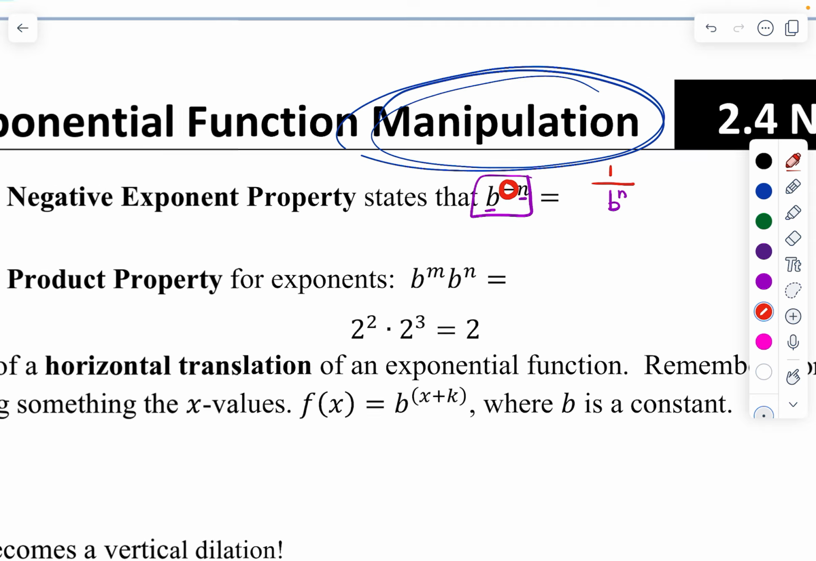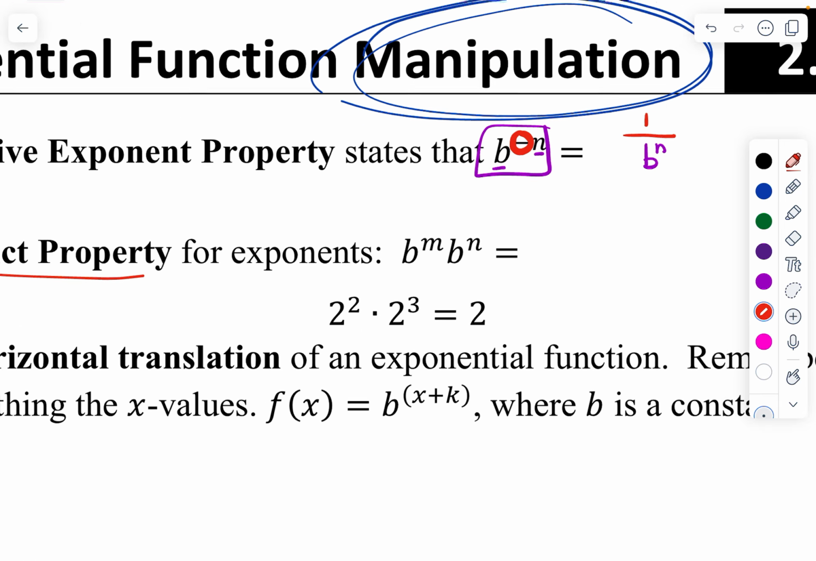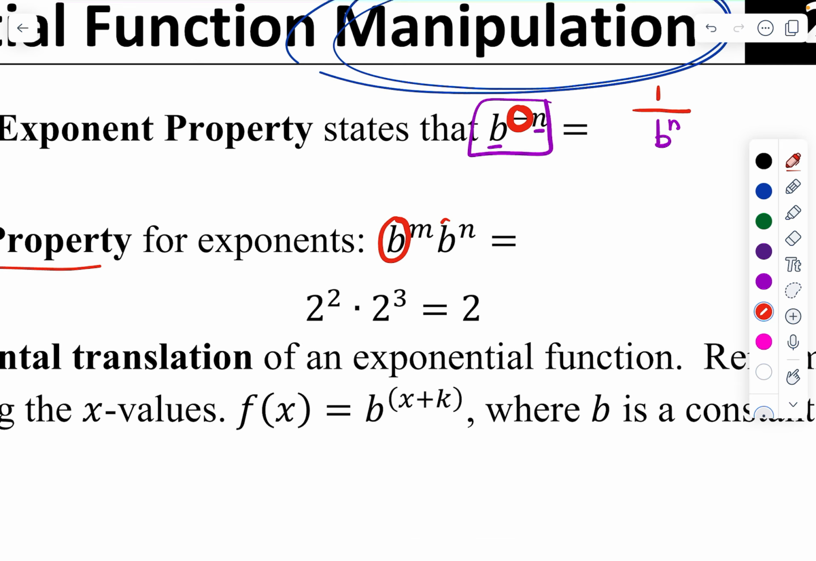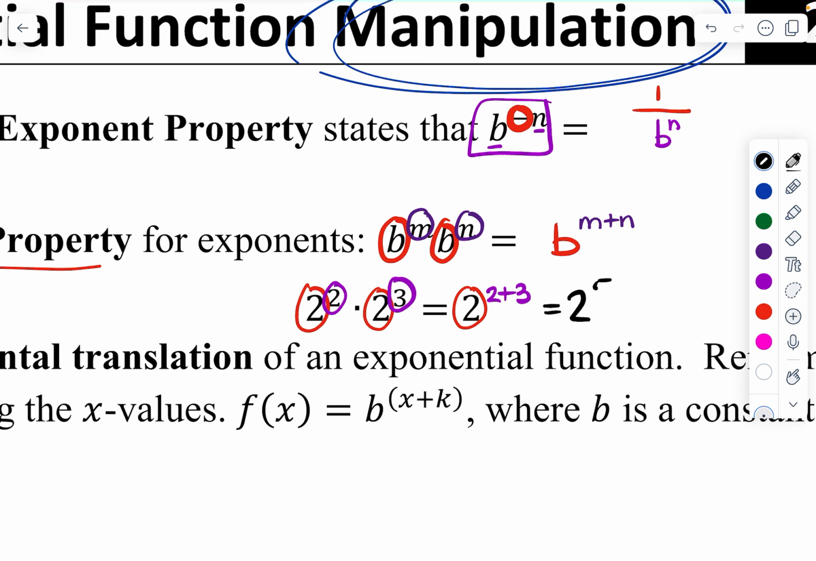Think also about the product property for exponents, where when we have the same base, because that base is really repeated multiplication, we're going to add the sum of the exponents. So for example, because I have 2 to the second times 2 to the third, they're the same base. And now instead of multiplying 2 times 3, we're going to add the 2 plus 3. So this becomes 2 to the fifth, not 2 to the sixth.